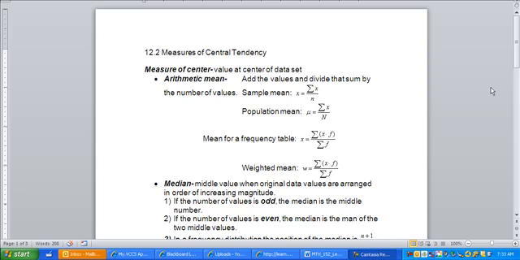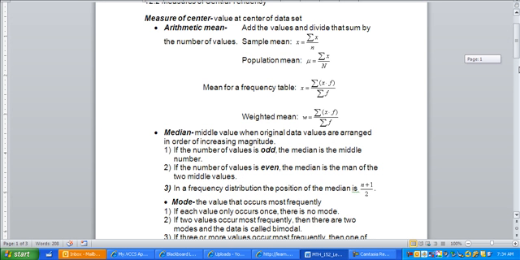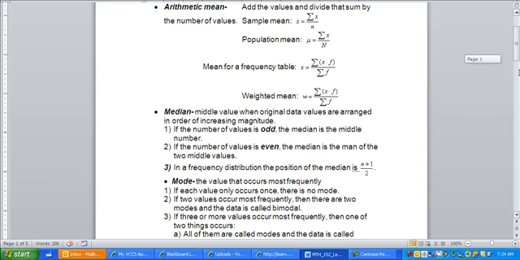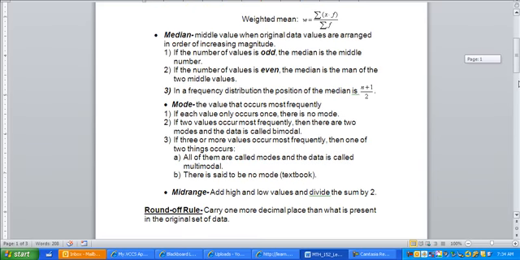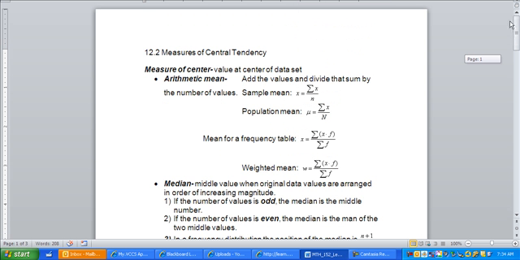Today we're taking a look at section 12.2 on measures of central tendency. A measure of center is a value that gives us an idea of where the center of the data set is located. And we have actually four measures of center that we're talking about here: the mean, sometimes called the arithmetic mean, the median, the mode, and the mid-range.